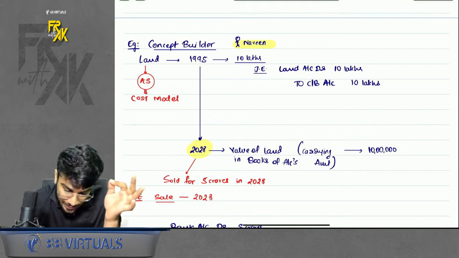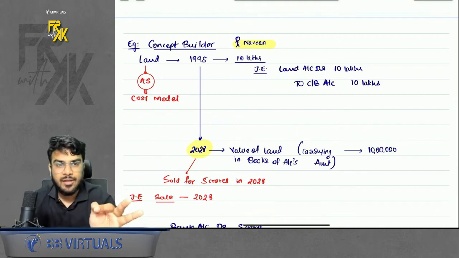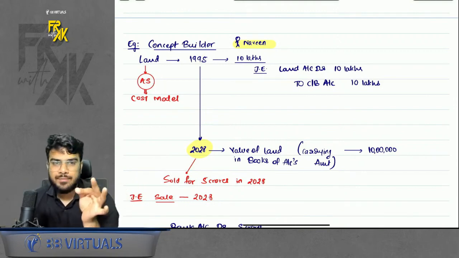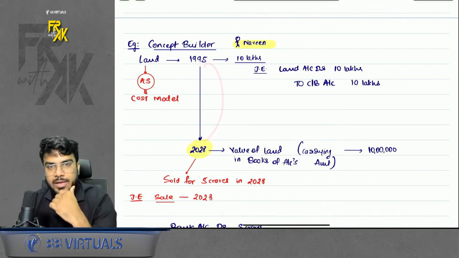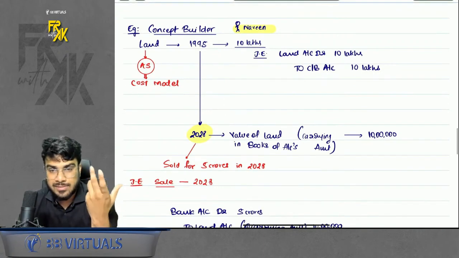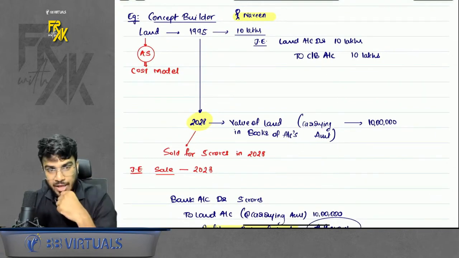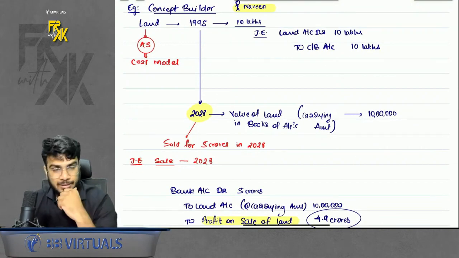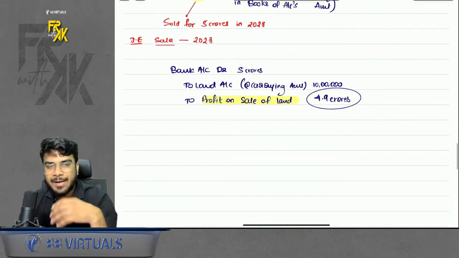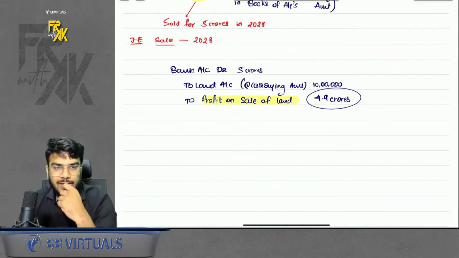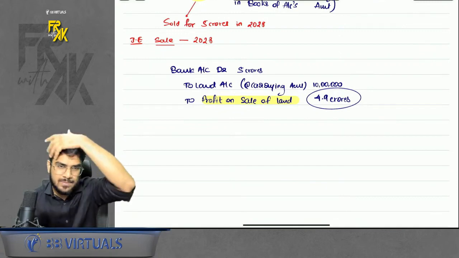But because the AS was so conservative that it allowed only cost model, we could not book any profit during these 33 years. So we suddenly had to book a sudden profit of 4.9 CR, which did not show the correct picture of the company. So now what remedy is available with the company? What is the solution to this problem?